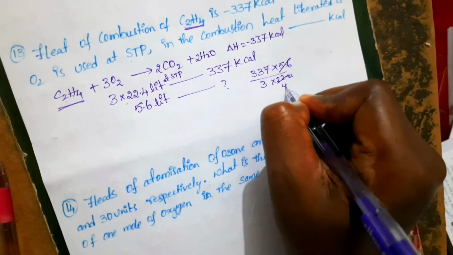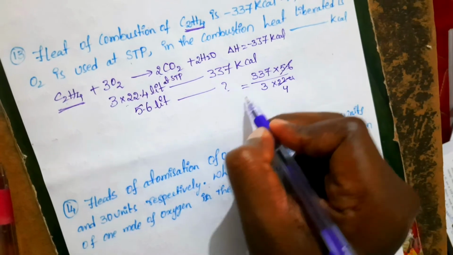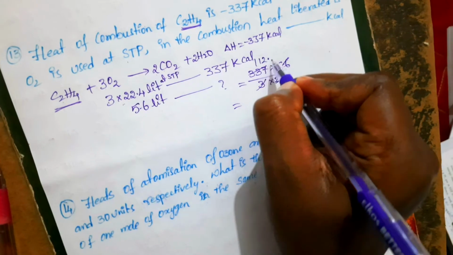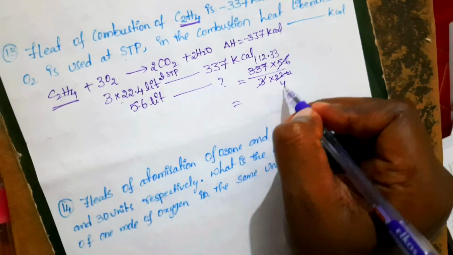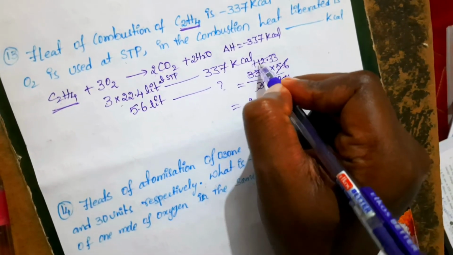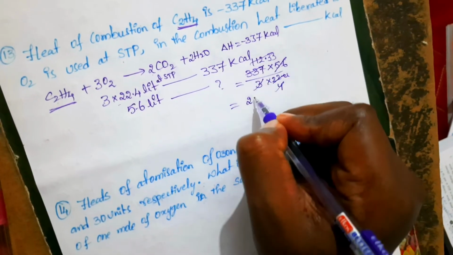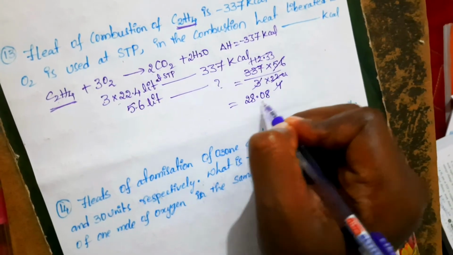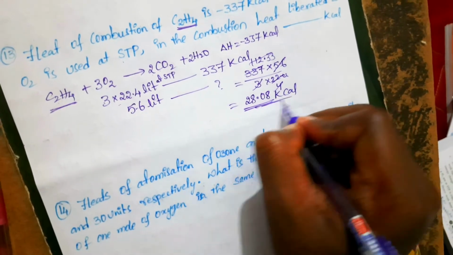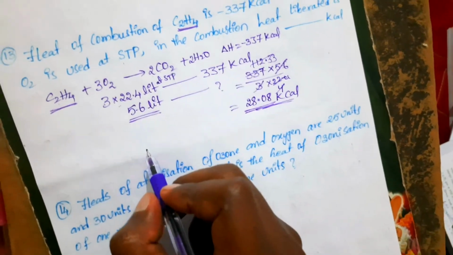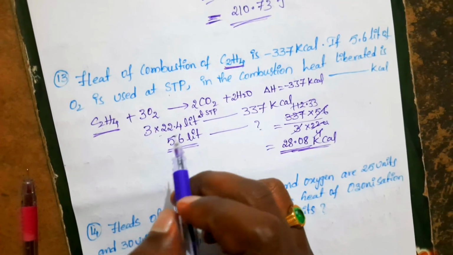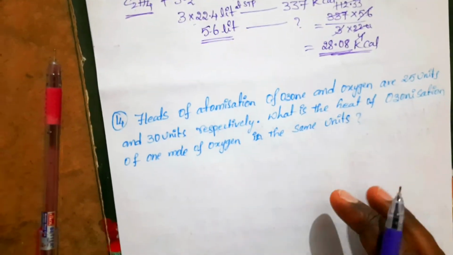How many times is it? 4 times. Now you do this calculation, you will get the answer. 4 2s are 8, so 3 is left over, 32, 28.08 you will get. Okay, that is the kilocalories of heat energy that will be released when you are using 5.6 liter of oxygen instead of 3 into 22.4 liter of oxygen. Is that clear? Now next question.